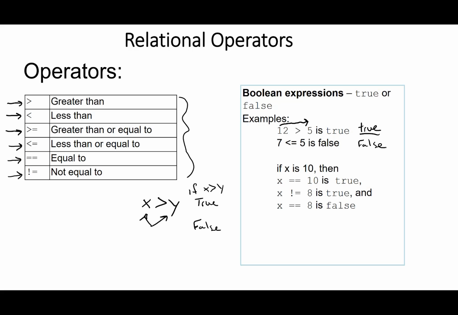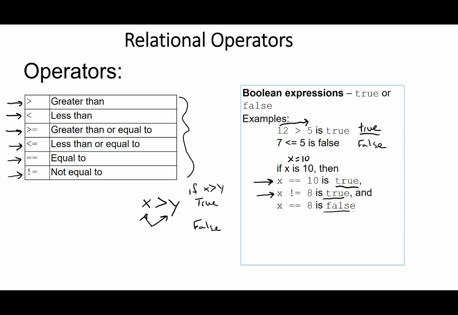And let's look at these. Let's say x is equal to 10. If we say x is equal to 10, what we're asking with these 2 equal signs is, is x equal to 10? This would be true because x is equal to 10. With this next one, x is not equal to 8. Because x is equal to 10, this is true.